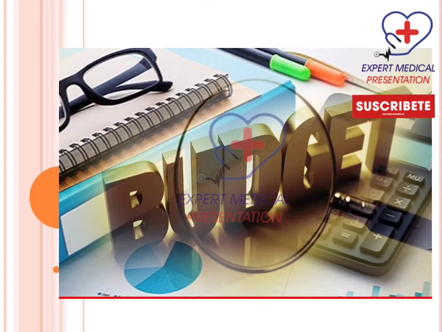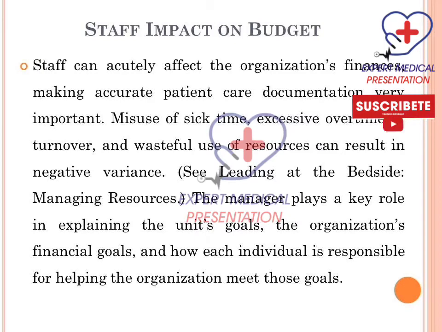Staff impact on budget. Staff can acutely affect the organization's finances, making accurate patient care documentation very important. Misuse of sick time, excessive overtime or turnover, and wasteful use of resources can result in negative variance. See Leading at the Bedside, Managing Resources.